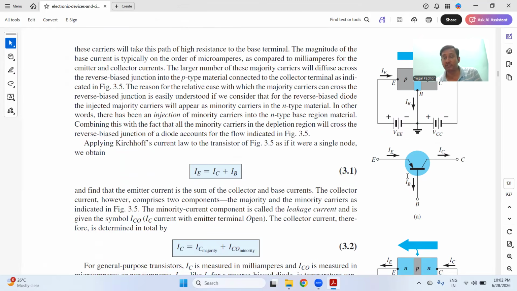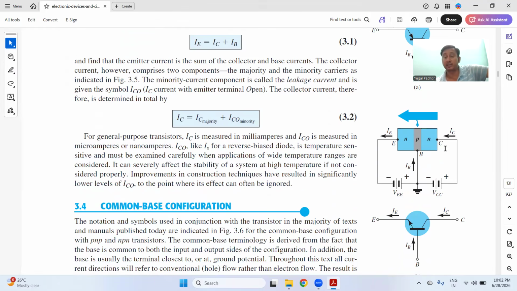So this is the symbol of the PNP transistor. The arrow denotes the direction of the flow of current. The direction of the current is from positive to negative. So this is positive and this is negative; that's why it is flowing from positive to negative. And here, this is the configuration of the NPN. The N is connected to minus and P is connected to plus, so this is forward biased. And P is connected to minus and N is connected to plus, so this is reverse biased.